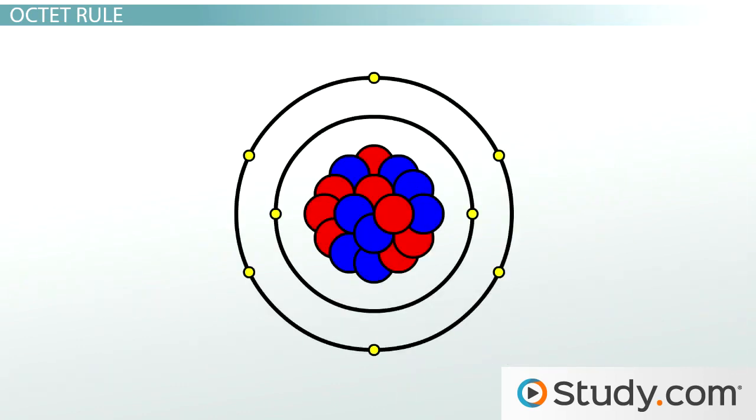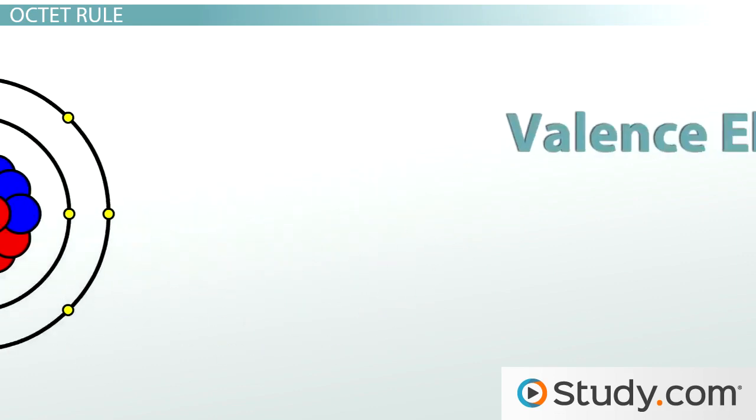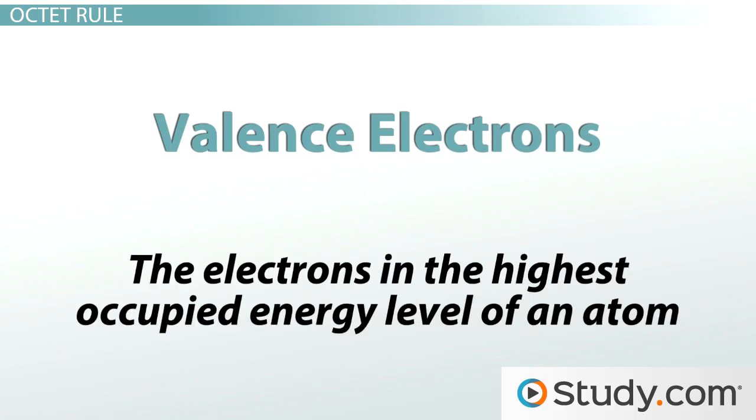Atoms like to be stable. They go to great lengths to be stable and happy. Stability to an atom is a complete outer energy level. The outer energy level is full of the valence electrons. Valence electrons are the electrons in the highest occupied energy level of an atom. The number of valence electrons mostly determines the properties of an element.